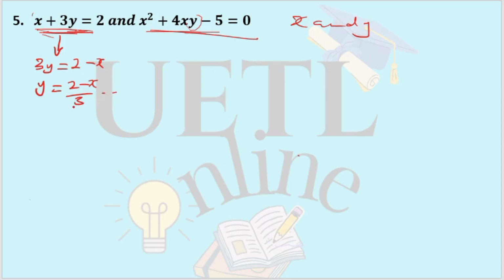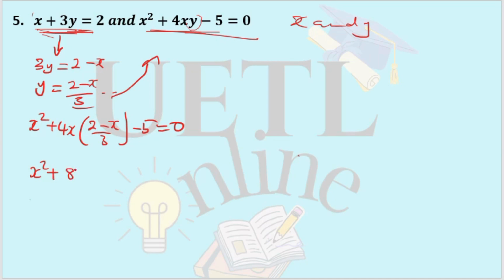Now we have to substitute y into this equation. So it becomes x squared plus 4x times (2 minus x) over 3, minus 5 equals 0. Our next step is to simplify. After simplifying, we get x squared plus 8x minus 4x squared over 3, because we are just multiplying this with this 4x, then minus 5 equals 0.